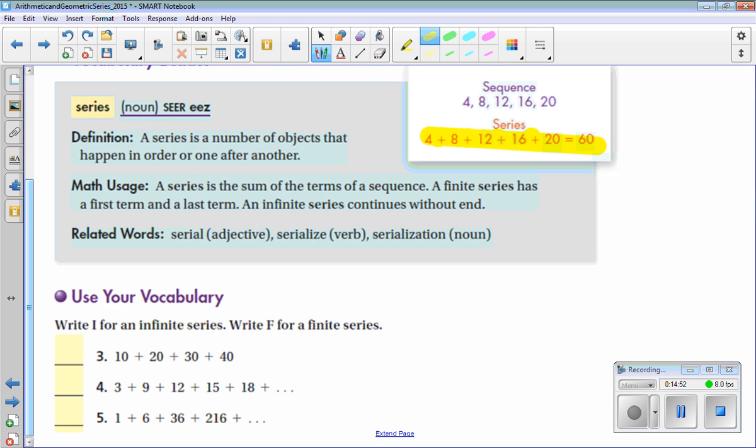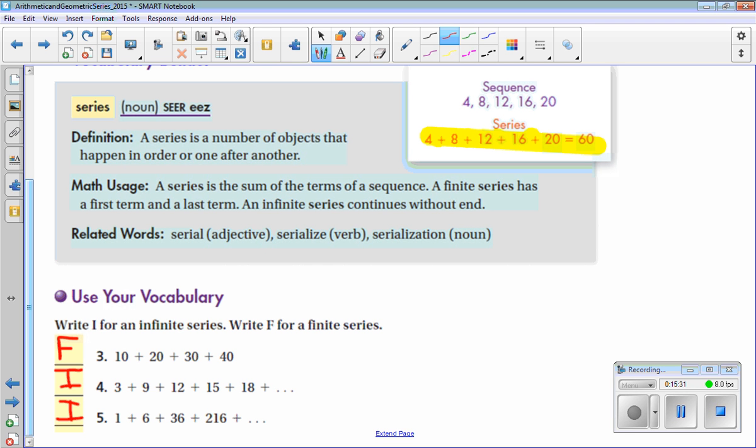So if you look at questions 3, 4, and 5 down here, which one would be a finite and which one would be an infinite? Looking at number 3, finite or infinite? Does it have an end point or does it go on forever? It doesn't have the dot, dot, dot. So it's a finite series because it ends at 40. If it has the dot, dot, dot afterwards, that means that it's an infinite series and it goes on forever. Right, it goes on to infinity. That's exactly what it means.